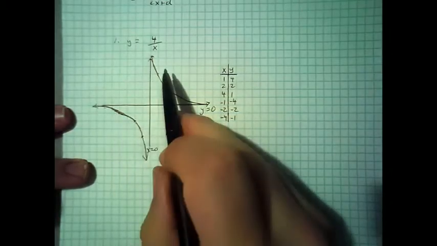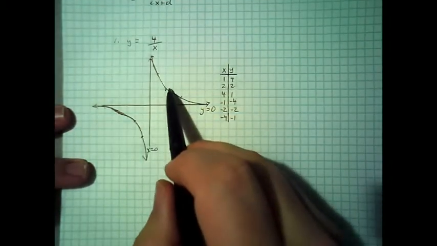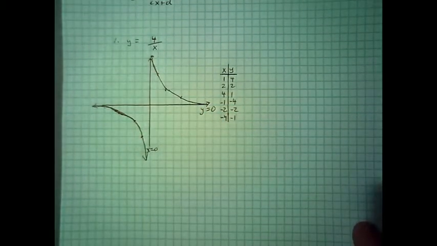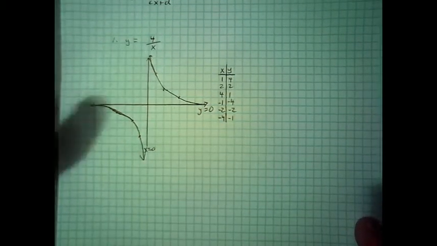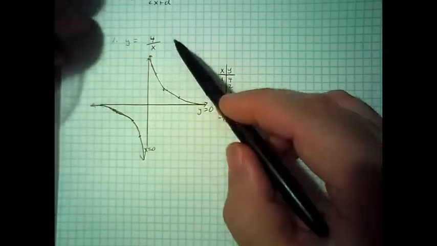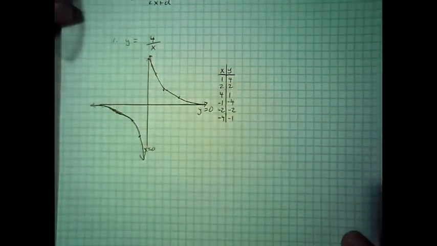So remember where the vertical and horizontal asymptotes are. Find yourself a couple of points to get the curve right, and you should be able to draw these graphs. The larger a is, the further away this graph will be from the origin. The smaller a's mean you'll be closer to the origin.